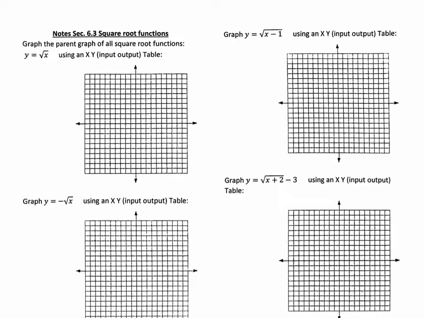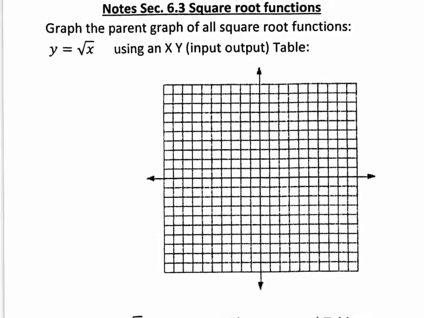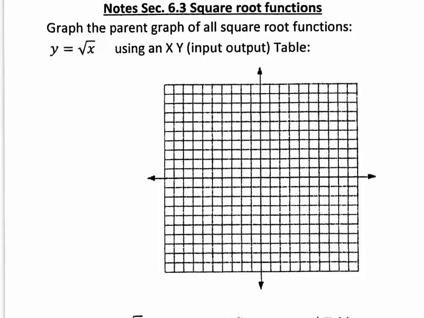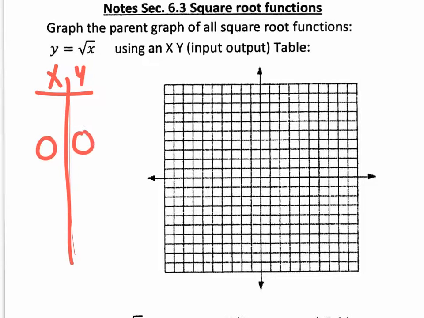So in this section, 6.3, we're going to be graphing square root functions. Let's start by graphing with the XY table. When we graph with an XY table, we simply plug in the values that work for us and find out the outputs, right? So what numbers would be good to plug in? 0 is great because the square root of 0 is 0. Another one is 1, because the square root of 1 is 1.